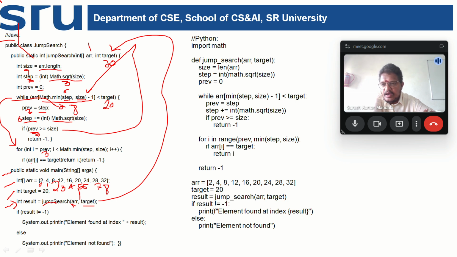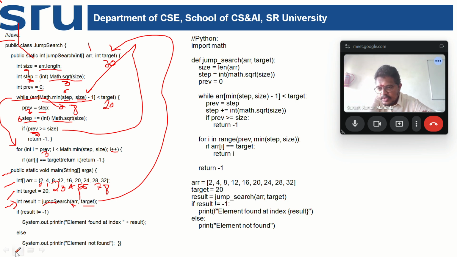Here we will check arr[3]. What is the arr[3]? 12. Is 12 equal to the target value 20? No, condition is false. Again, i value will come to here. i value will be incremented. So i value is now 4. 4 less than 6? Yes. arr[4], what is the value we are having? 16. Is 16 equal to the target value 20? No. Again, condition is false. Again, it comes to the i++.